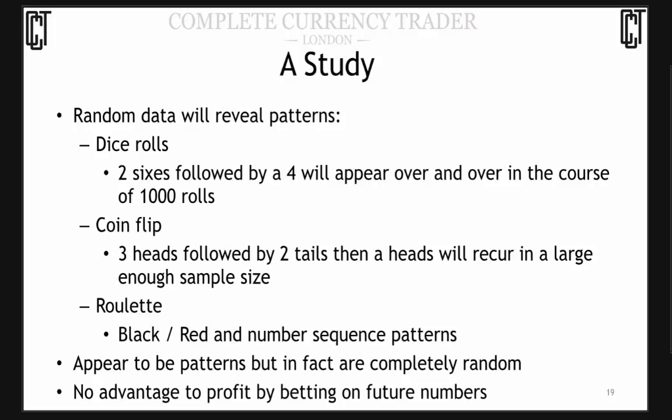Another study that James did was just a random study that seems to reveal patterns, right? But it's just random. We could take dice rolls, for example. Everyone would understand a dice roll is random, but if you look at that data over a long enough period and analyze the dice rolls, you could probably start seeing patterns in that. You might see something like two 6s followed by a 4, 80% of the time, over and over and over if you did a course of 1,000 rolls. And then you may think that's a pattern.